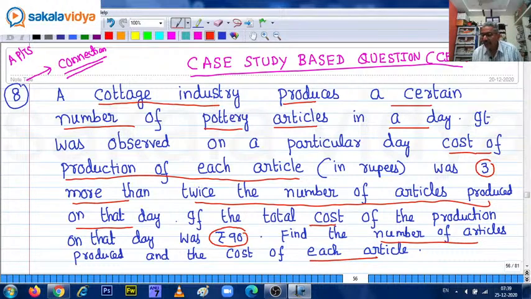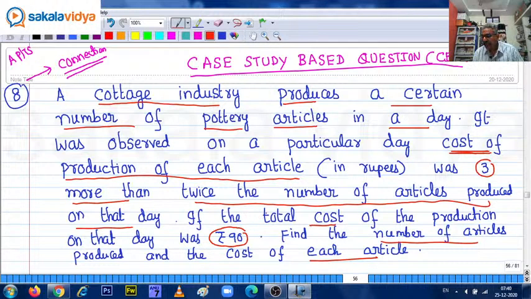So first of all, we do not know the number of articles produced. Let the number of articles produced on the particular day be X. Now the cost of each article we need to find out. The cost of each article is twice the number of articles plus 3, so 2X plus 3. How many articles were produced? X. That means the total cost is X into 2X plus 3, that is equated to 90.